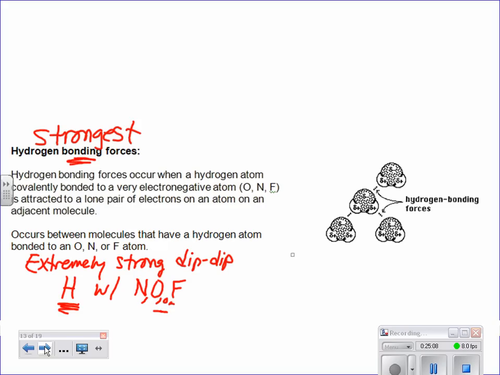The other thing to think about, because it's so strong, what do you think that means as far as boiling points? If I want to get it to break apart, what am I going to have to do? It's going to be much higher. So these guys have higher boiling points to be able to overcome those intermolecular forces.